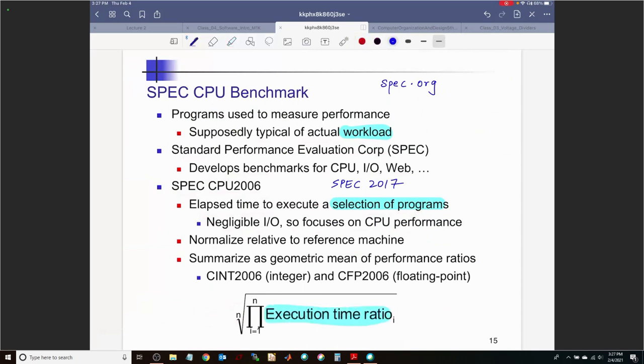This is the SPEC ratio. And you compute the SPEC ratio for each program on that computer. And then you find the geometric mean of that. In 2006, we had 12 integer-based programs. That was the integer workload. And there were, I think, 17 floating point programs for the floating point workload.